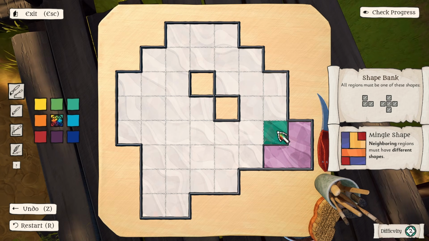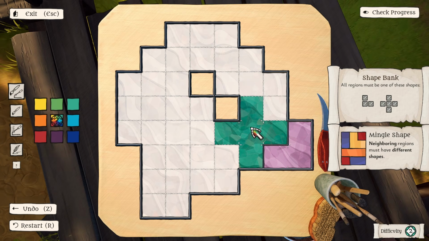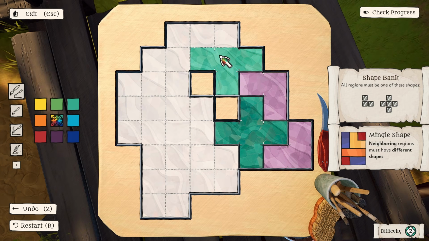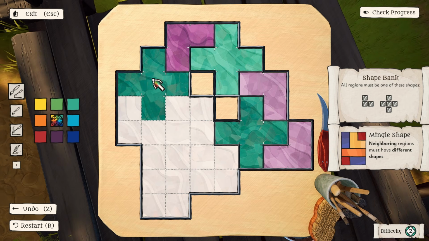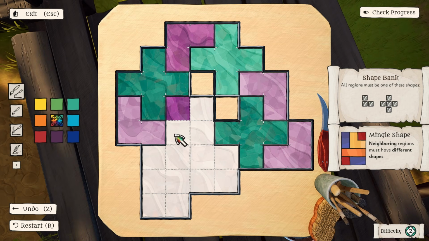Now, this has to be part of a cross, which means it does that. This has to be an L, like that. This is a cross again, and an L again, and a cross, and an L. Ooh, okay. This is part of an L, but that is not. It has to go that way.